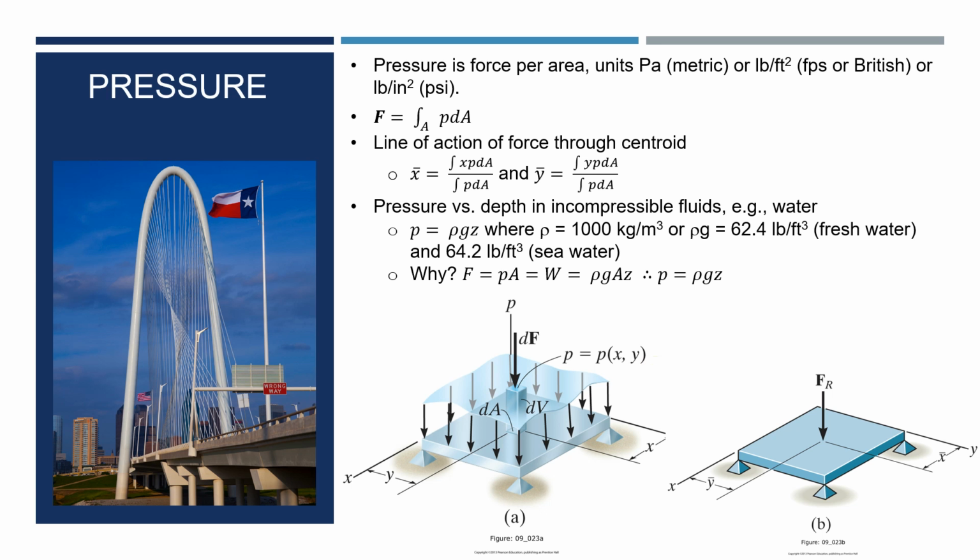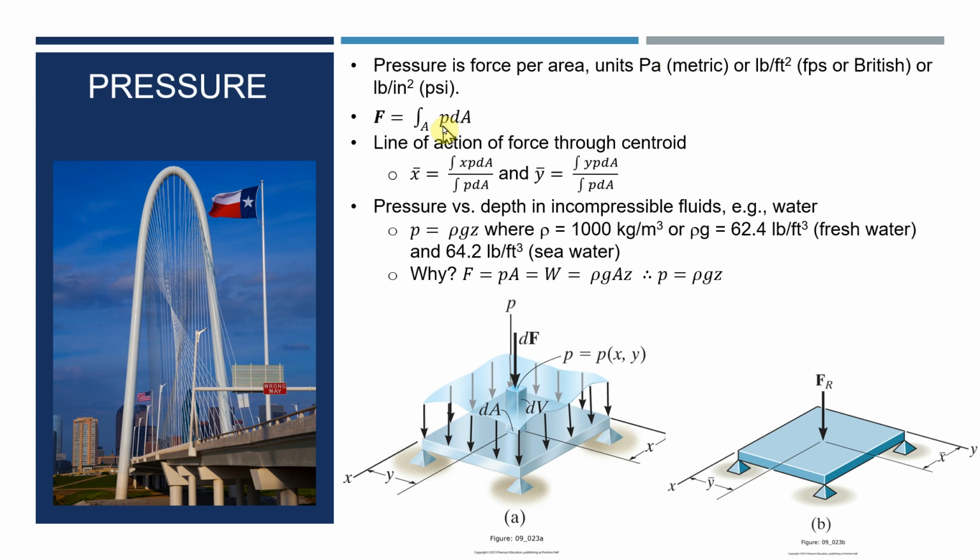Pressure is force per unit area, units of Pascal, that's the metric. Pounds per foot squared, that's the foot-pound-second system or British system. Another commonly used pressure unit is pounds per square inch. Atmospheric pressure is 101,325 pascals, and 14.5 psi.